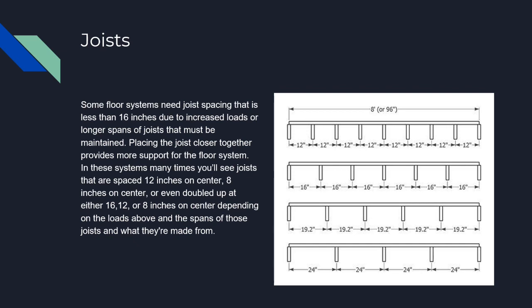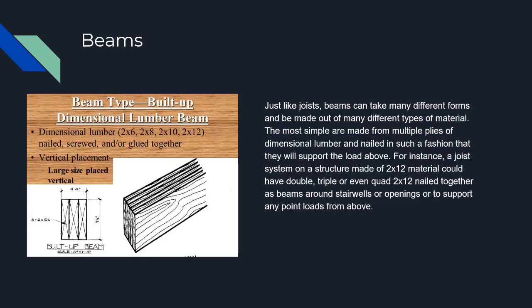In these systems, many times you'll see joists that are spaced 12 inches on center, 8 inches on center, or even doubled up at either 16, 12, or 8 inches on center, depending on the loads above and the spans of those joists and what they're made from. Now we'll talk about beams.